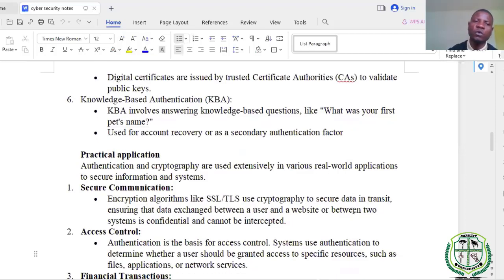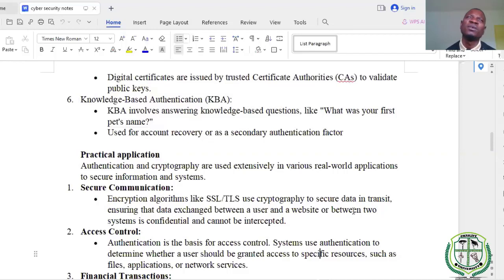There is also another authentication which we call knowledge-based authentication, which is KBA. Knowledge-based authentication involves answering knowledge-based questions like, what was your first pet's name? I think you've seen this kind of thing, where you need to answer certain questions.